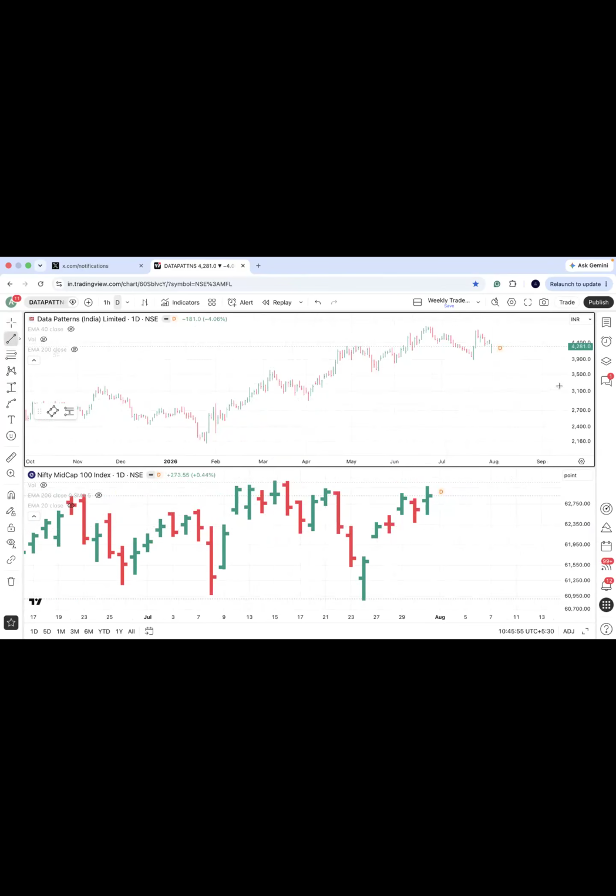Sure. So in the case of Data Patterns, as you asked, we are looking at the daily chart itself. So we have to compare it on a day-to-day basis. If we compare, we are comparing from 22nd July to 24th July. We'll come here as well from 22nd to 24th July only.